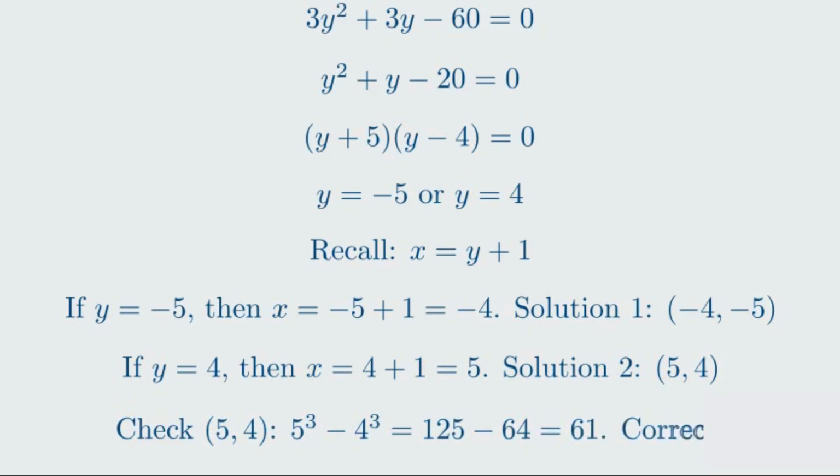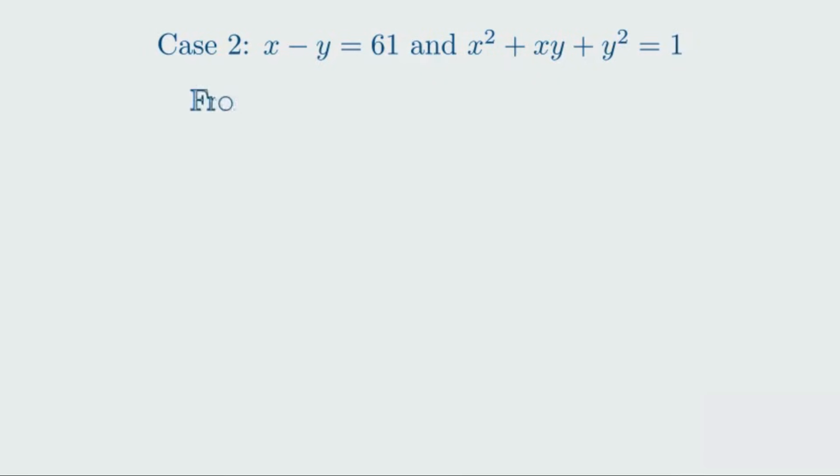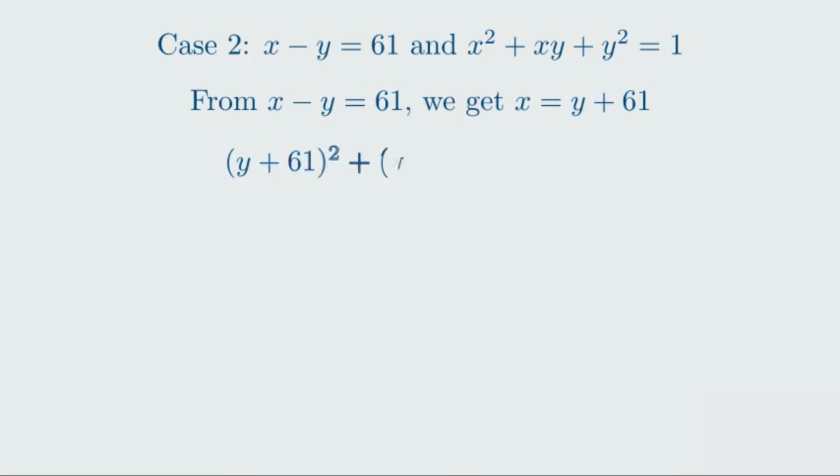Now for case 2. Case 2: x minus y equals 61, and x squared plus xy plus y squared equals 1. We'll follow the exact same procedure. First, express x in terms of y. From the first equation, we get x equals y plus 61. Now substitute this into the second equation. This gives us (y plus 61) squared plus (y plus 61) times y plus y squared equals 1.